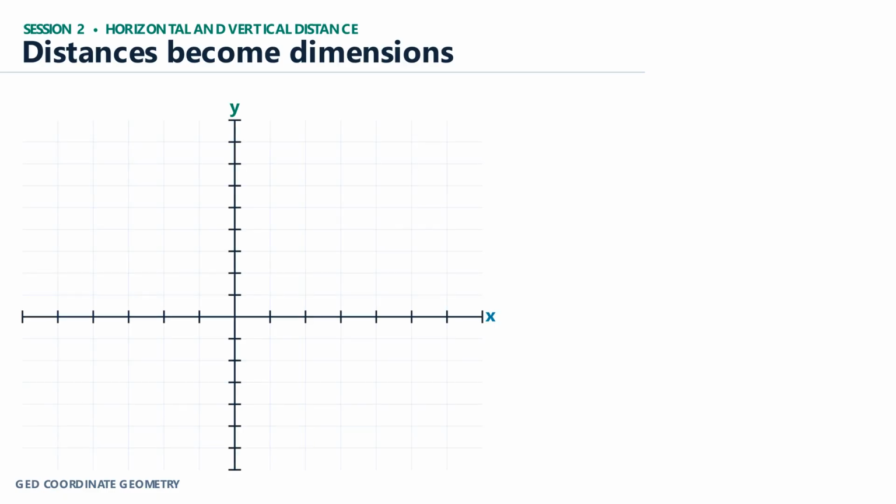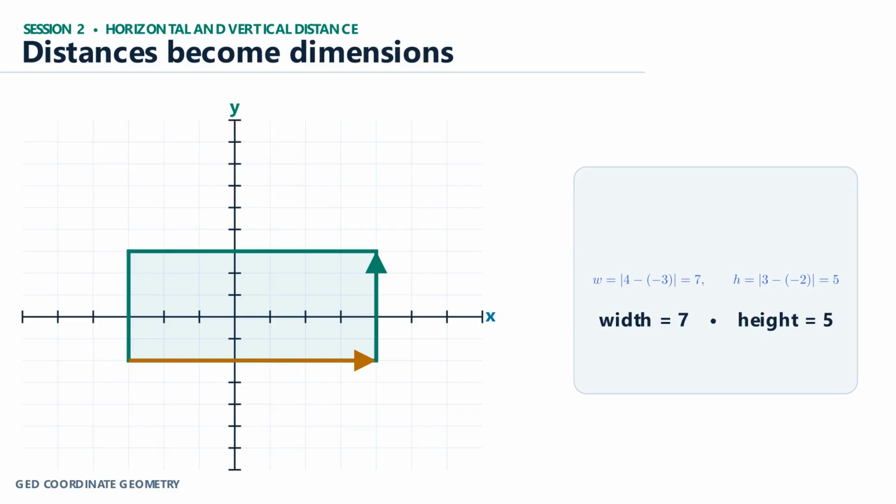Horizontal and vertical distances often become dimensions. Suppose opposite corners of an axis-aligned rectangle are -3, -2, and 4, 3. Its width is the horizontal change, 4 minus -3, or 7. Its height is the vertical change, 3 minus -2, or 5. Once the dimensions are known, perimeter is 2 times 7 plus 2 times 5, while area is 7 times 5. Classify the requested measurement before continuing.